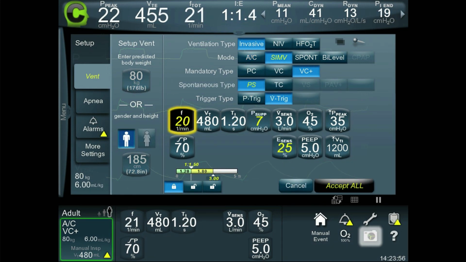We can also use this mode as an SIMV mode, and in this situation here we have SIMV instead of assist control, and it's VC+. And what makes this different is now we have all the pressure support stuff. So the spontaneous type here is pressure support. You could of course use tube compensation. Pressure support is set at 7 here. We also must set the expiratory sensitivity, and that is set at the default 25% of peak inspiratory flow.